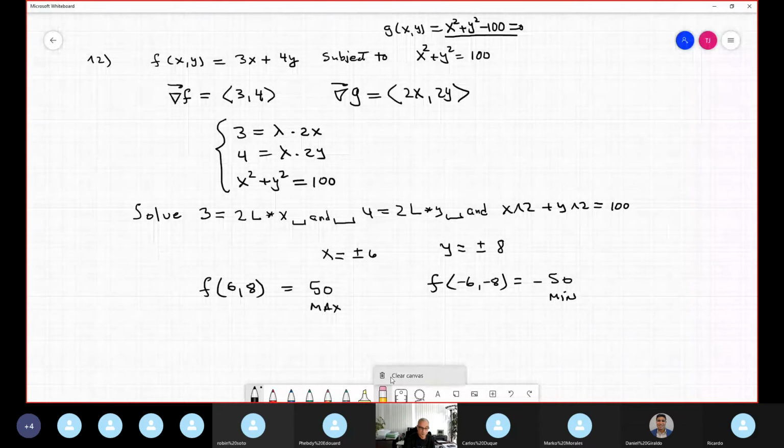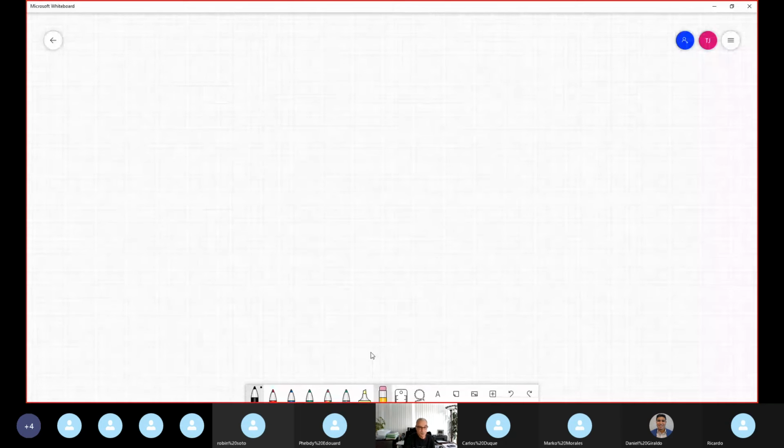Let's move on to 13. I suppose that we have time today to introduce a new chapter. Only introduction, motivation. Now, 13 says, find the point on the circle x squared plus y squared equals 4 that is closer to the point 3, 4. Wow, what is that? Okay, we have the equation for the circle, x squared plus y squared equals 4.